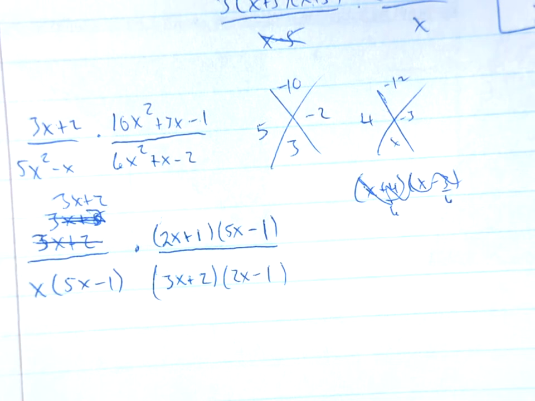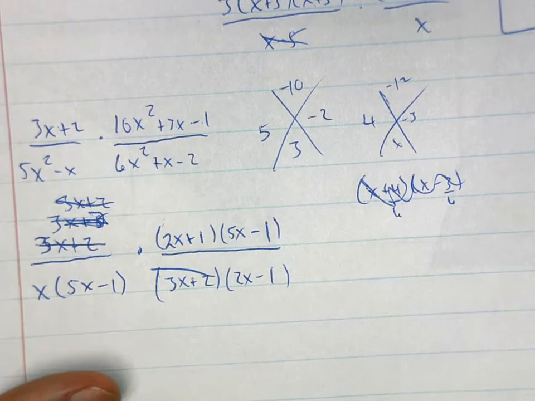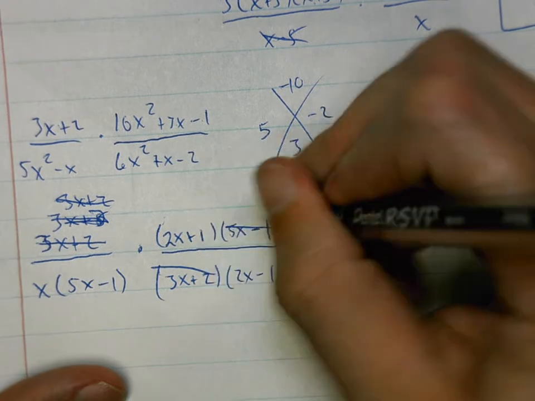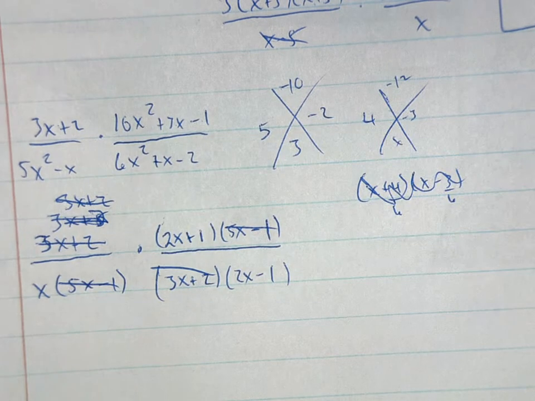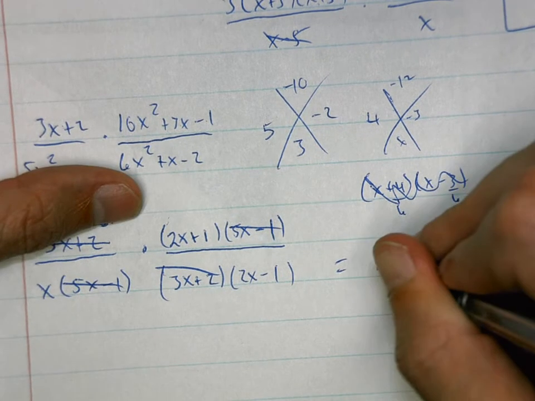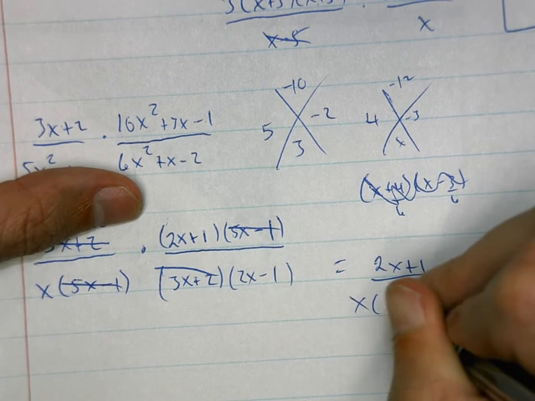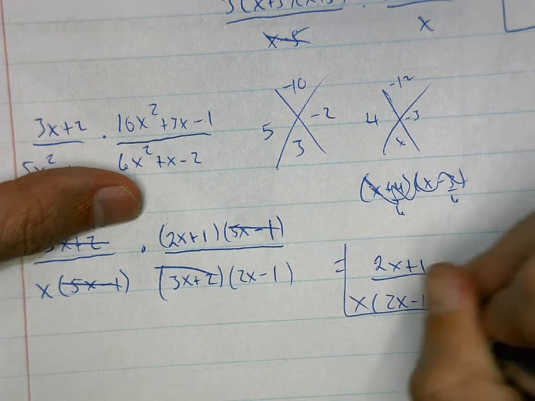Okay, so now I can cancel stuff. The 3x plus 2 and the 3x plus 2 cancel. The 5x minus 1, 5x minus 1 cancel. So your final answer is going to be a 2x plus 1 in the numerator and x times 2x minus 1 in the denominator.